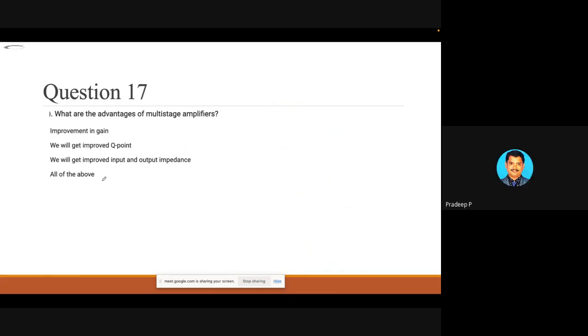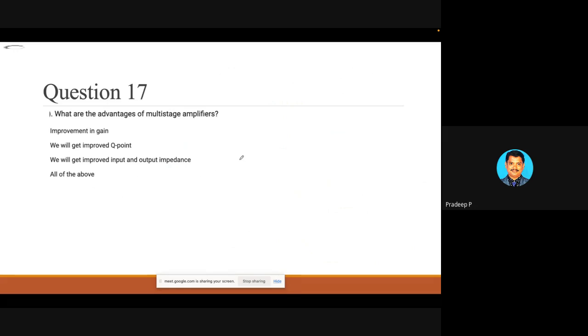But madam, there is a contradiction from my side. How is the Q point improved? I am choosing only improvement in gain, madam. But in cascading, the requirement is that input impedance must be high and output impedance must be low, madam. Pradeep sir, I have a logical point here. You see, cascaded amplifiers are different from multi-stage amplifiers. Okay, sir.